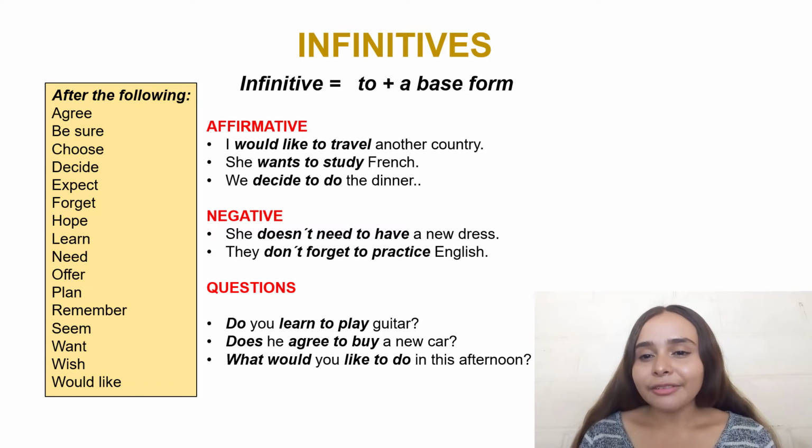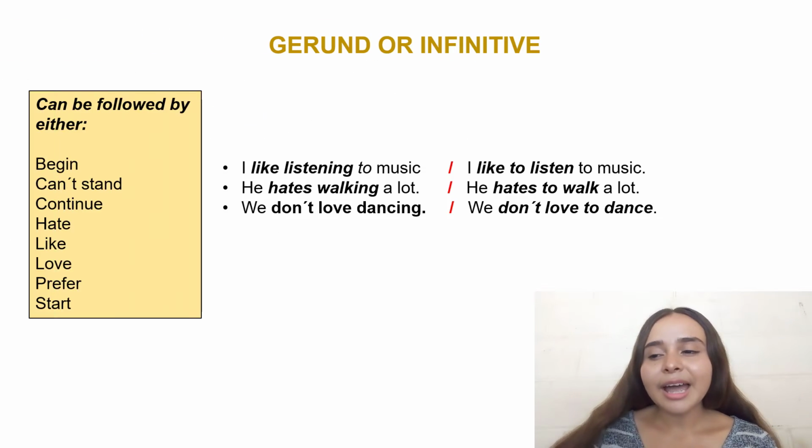We can find an infinitive in affirmative and negative statements and in questions. We have some examples. I would like to travel to another country. She wants to study French. We decide to make the dinner. She doesn't need to have a new dress. They don't forget to practice English. Do you learn to play guitar? Does he agree to buy a new car? What would you like to do this afternoon?